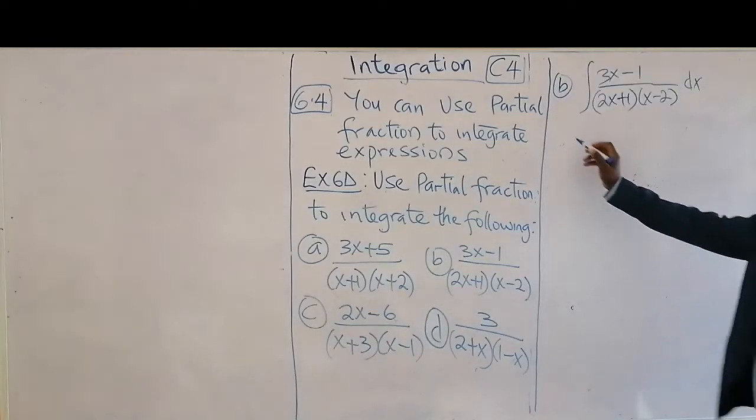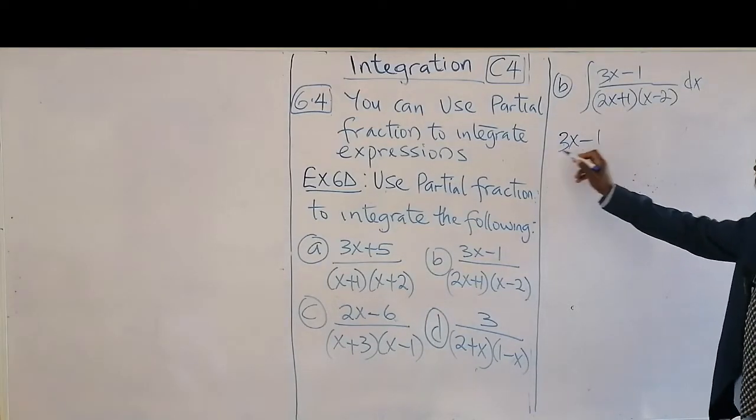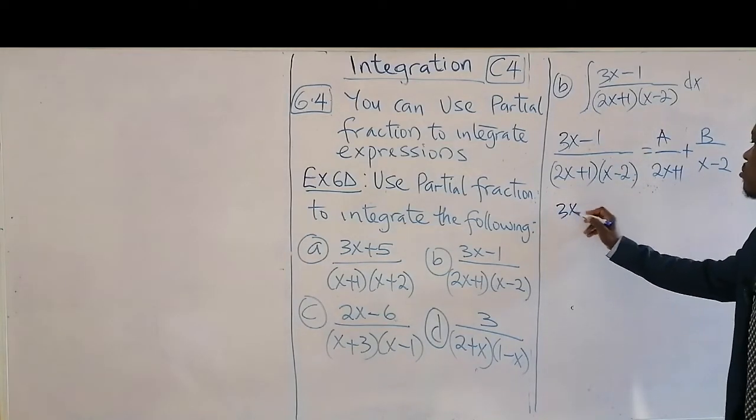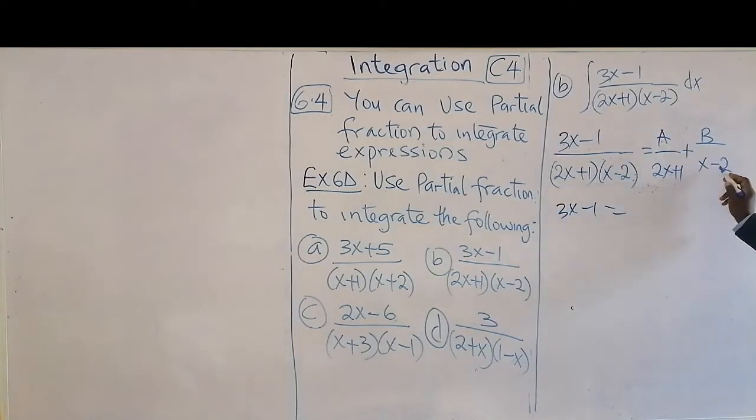Okay, B part. So for the B part, let's take the expression outside. So this will be equal to A over 2x plus 1, then plus B over x minus 2. So do the partial fraction first for the integration. And this will be 3x minus 1 equal to this one times this one, that's A times x minus 2, then plus B, this one times this one, 2x plus 1.